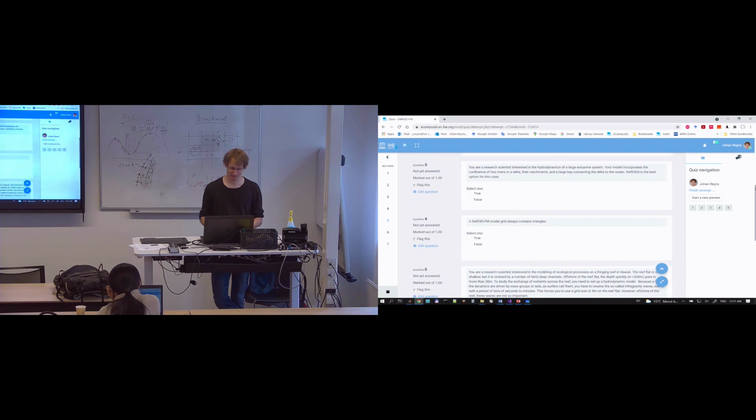Third question. You are a research scientist interested in the hydrodynamics of a large estuarine system. Your model incorporates the confluence of two rivers in the delta and their catchments and a large bay connecting the delta to the ocean. Where have I seen that before? The question is: is Delft3D the best option for this case? Is that statement true or is that statement false?